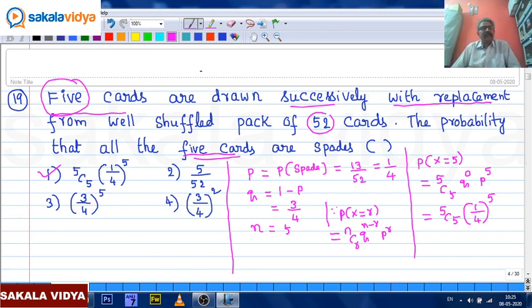So, actually solving the problem is a simple step, but the question will be very lengthy. You need to read the question two or three times, understand what is given, and then we can solve the problem immediately. Right.